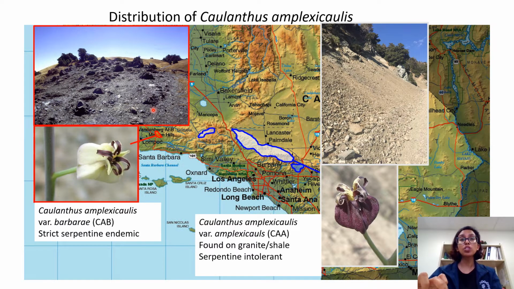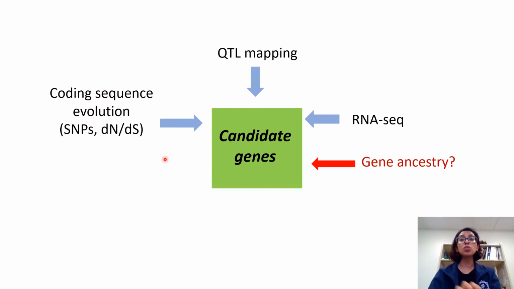This raises several questions: why is CAB able to live in serpentine soil, what kind of adaptations has it developed, and what kind of genes are involved in those adaptations? So these questions have led our lab to develop this two-plant system as a model to identify genes involved in serpentine tolerance. There are different approaches used in our lab to identify candidate genes for serpentine tolerance, like coding sequence evolution, QTL mapping and RNA-seq. And in this study, I am exploring the use of gene ancestry as a novel possible tool to identify genes involved in serpentine tolerance.